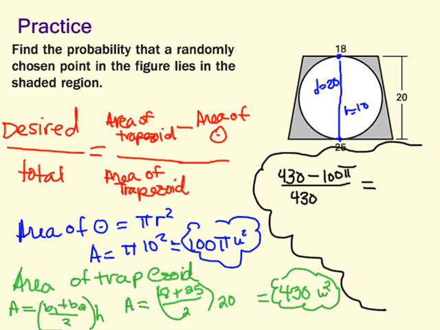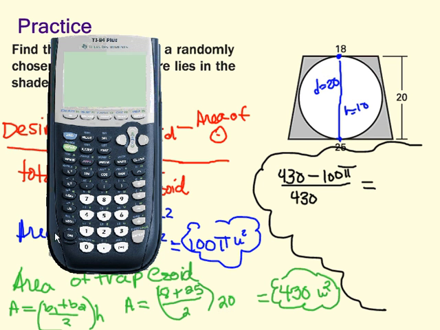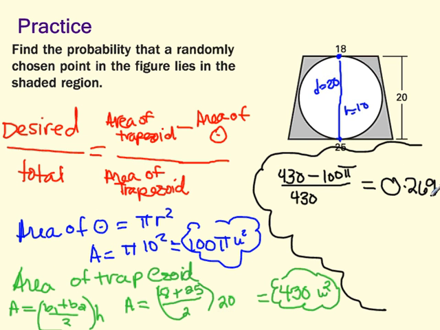So we can calculate this. And to do so, we need to make sure we use our parentheses. So we'll say 430 minus 100 pi, with parentheses for 100 pi, and again for the numerator, and divided by 430. For this, we get 0.269. So what this means is that there is about a 27% chance of randomly choosing a point that's in this shaded region.